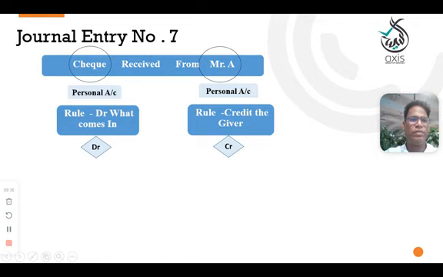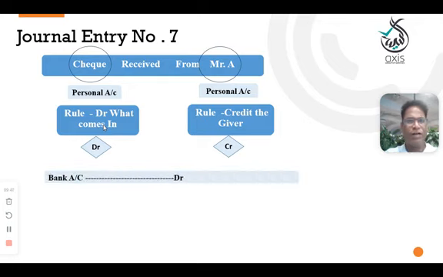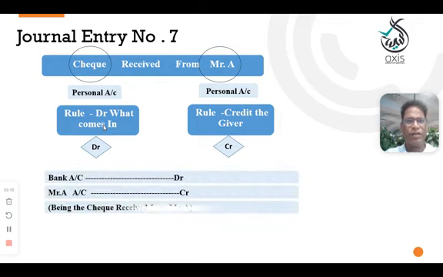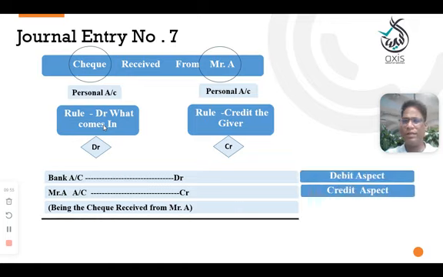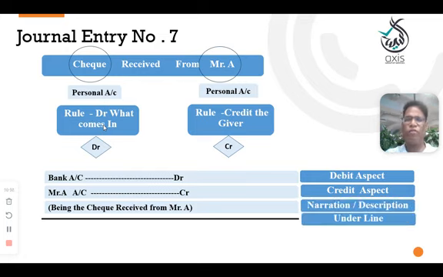The proper correct answer is: check received means bank is the receiver. Debit the receiver, credit the giver. Bank account debit to Mr. A account credit. Being check received from Mr. A, and underline. Debit aspect is bank, credit aspect is Mr. A, and the narration or description and the underline. These are the four aspects in the given transaction. So please make a note here. This is the mistake in the rule written here. Okay.